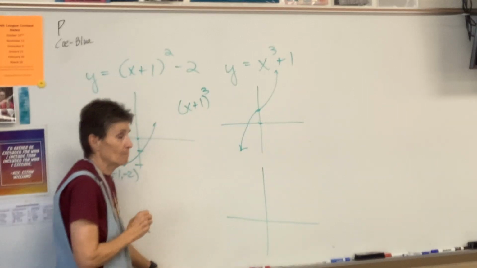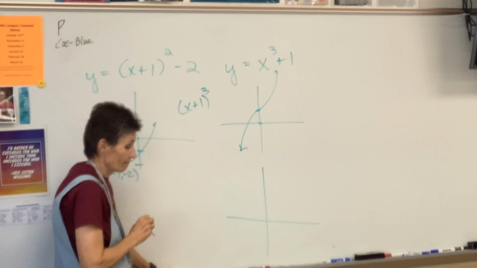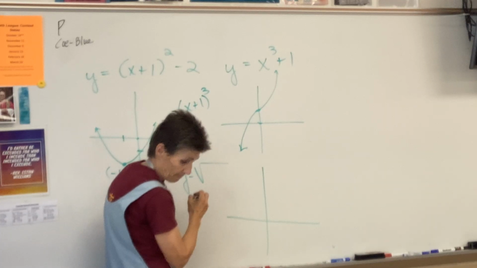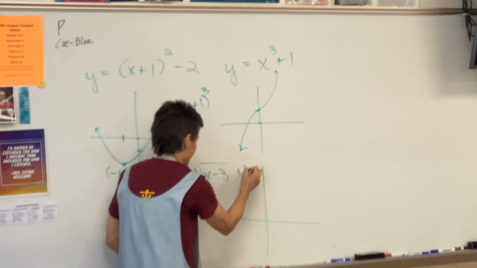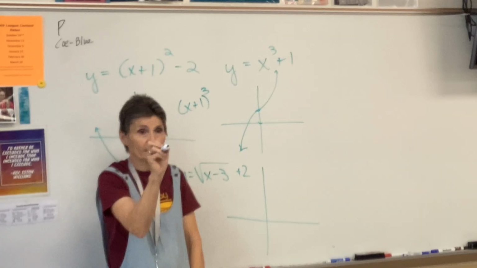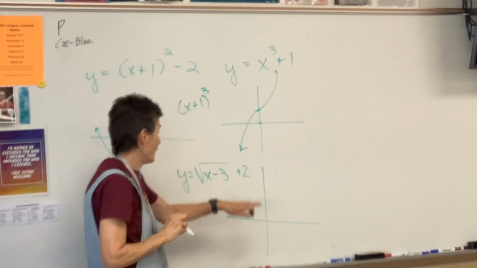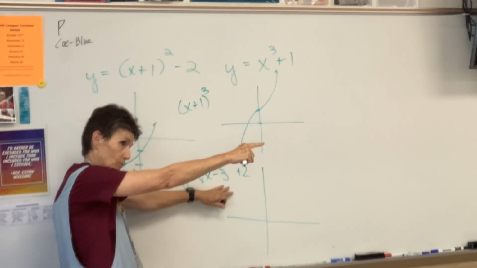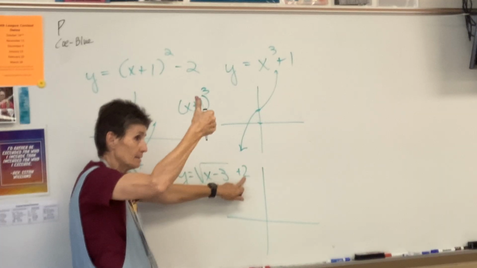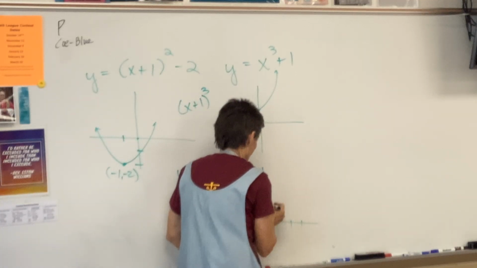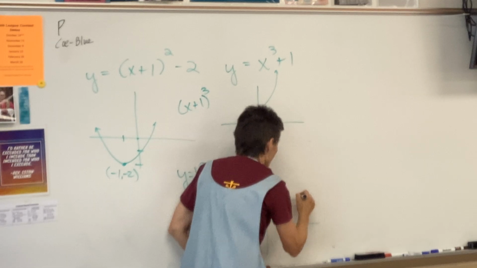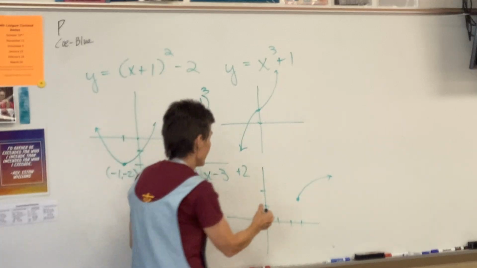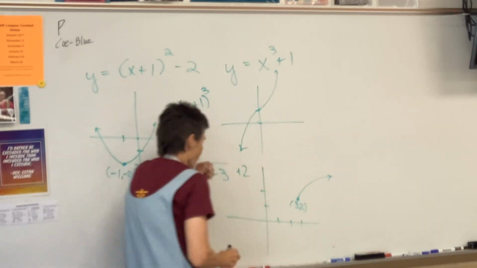So it looks like that. And then the last one, what shape is this? That's a square root, so it's the one that goes up and out. But it's not starting at the origin, it is starting 3 to the right and up 2. And then up and out. So there's the shape, but we've located it at 3, 2.